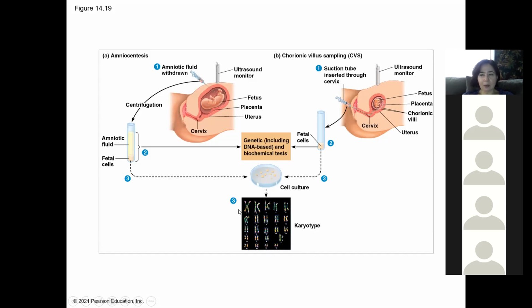So this is for karyotype. Sometimes for more precise genetic testing, they take the chorionic villi. Chorion is one of the membranes around the fetus, and it has fetal cells only, right? So you can have a bigger sample, and they can run a DNA test and test for certain genes.